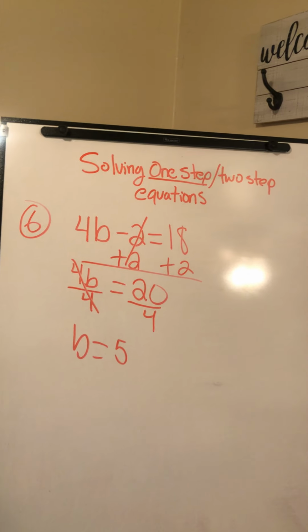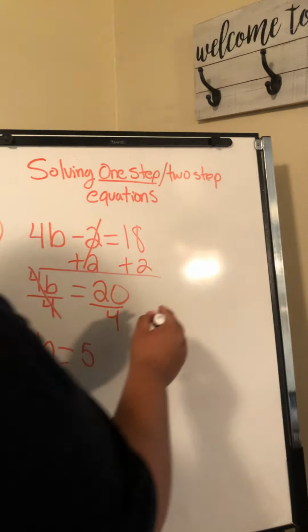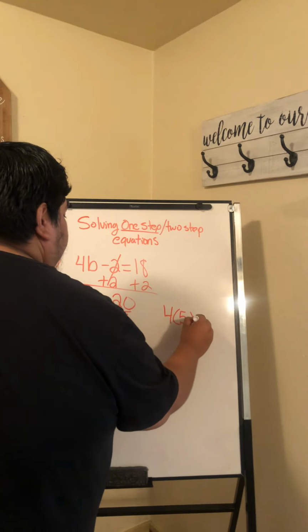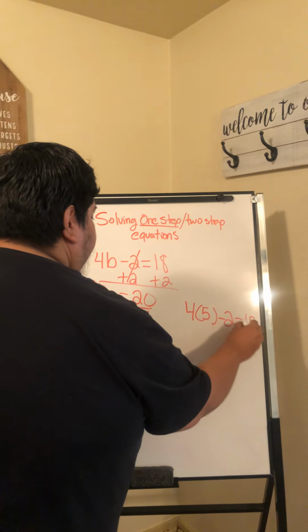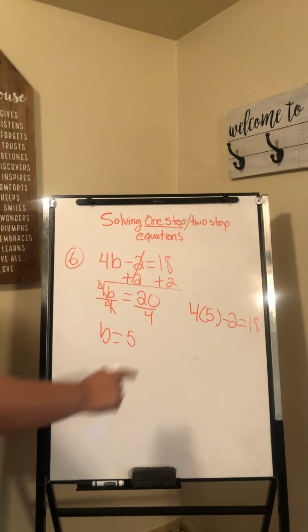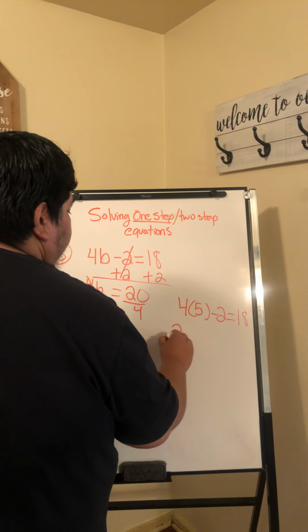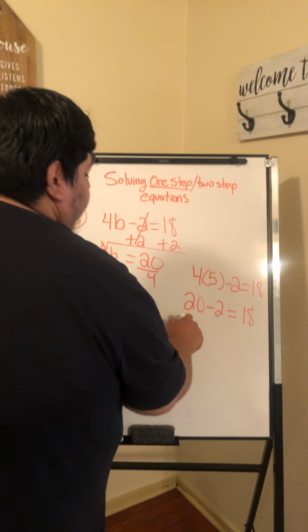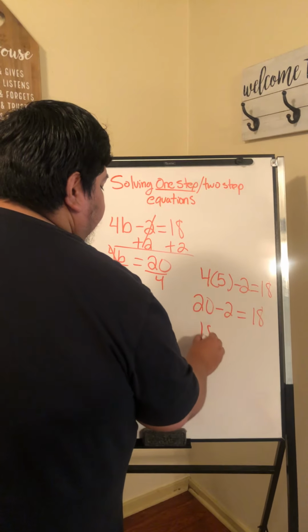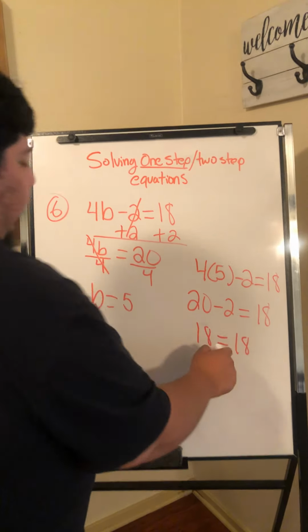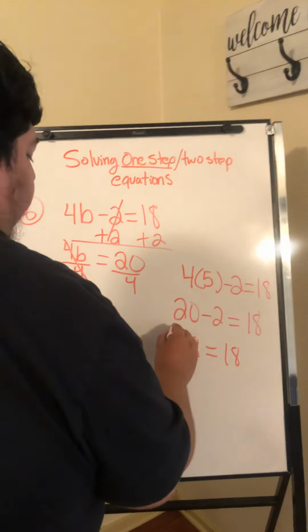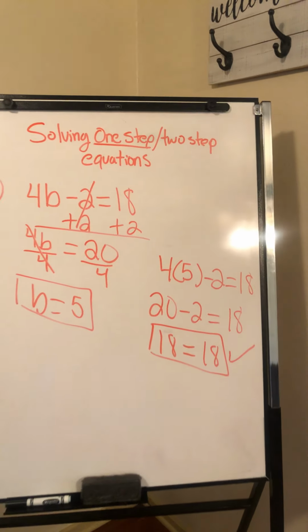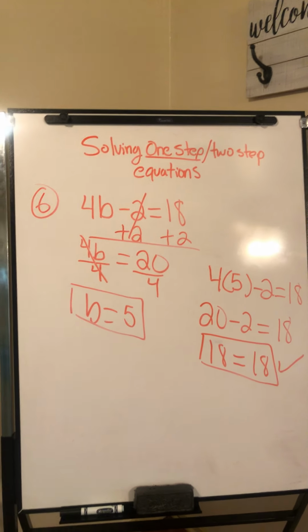And now let's check out if our answer is correct. So 4 times 5 minus 2 should be 18. So let's check it out. What is 4 times 5? That is 20. Then you're going to drop down to minus 2 and it should be 18. 20 minus 2 is 18. Does 18 equal 18? Yes, it does. You have the correct answer, which is B equals 5.